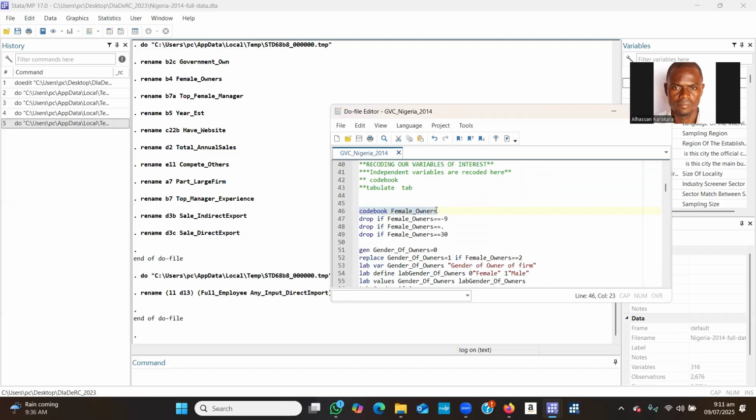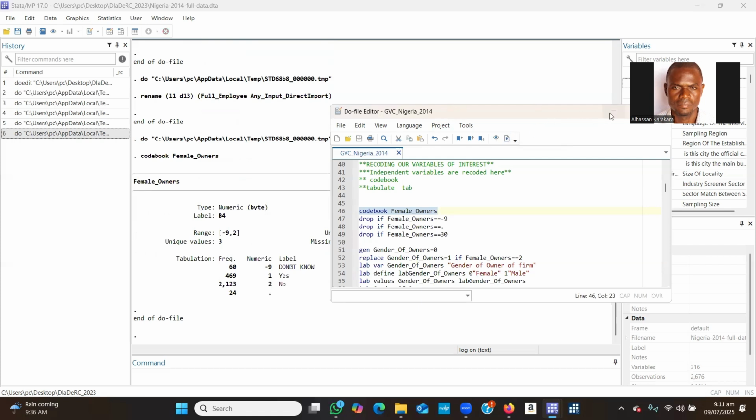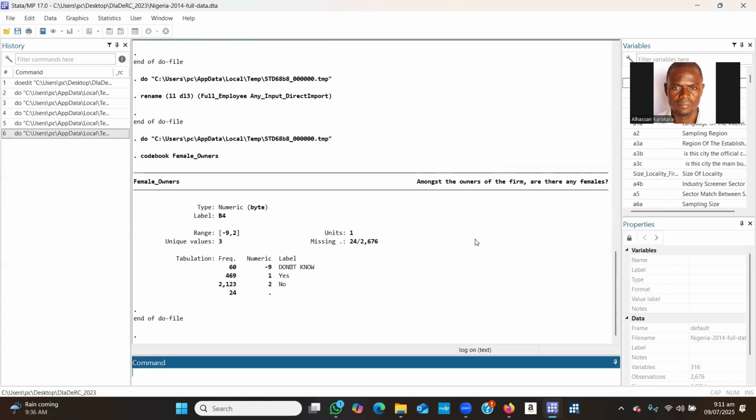So if you codebook female_owners, and that is the gender of the owner of the firm, if I execute, you could see that this is among the owners of the firm. Are there any females? So that is female ownership.